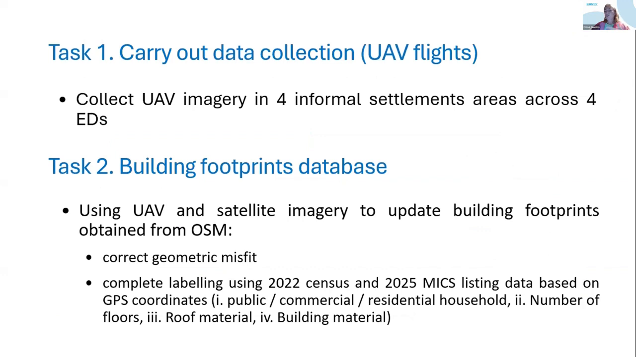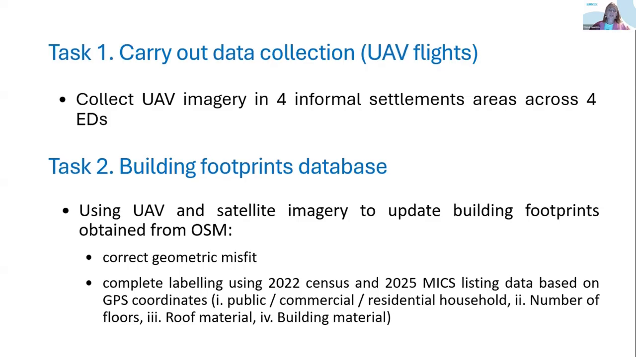And also a little bit more than that. So far, we conducted this workshop at the end of June, and we had two work streams. The first one focused more on this main task. What we've identified as main areas of work was firstly undertaking UAV imagery data collection covering 4 informal settlement areas in selected enumeration districts.